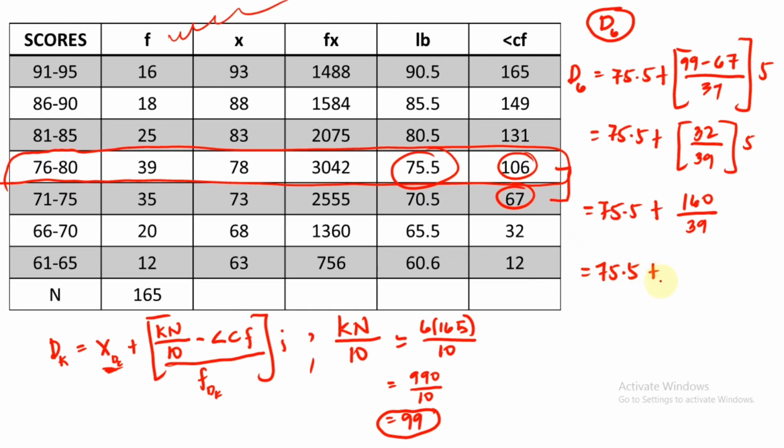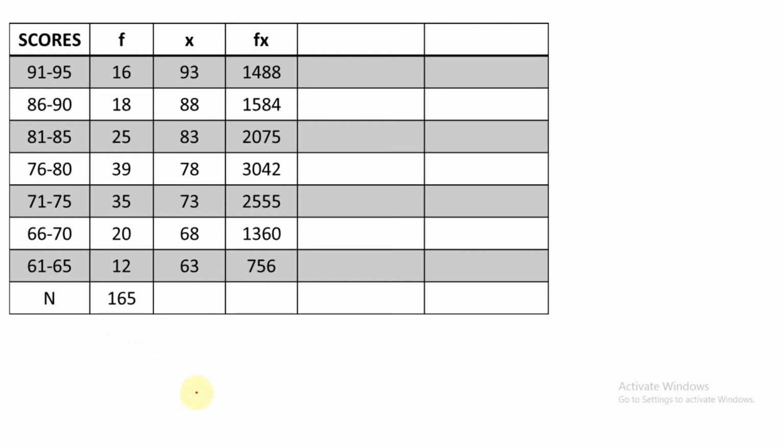75.5 plus 160, we divide that by 39. So the result is 4.10. Then we just add 75.5 plus 4.10, that is 79.60. So this is our decile 6, or D sub 6, 79.60. Then we can also find that in the decile class, 79.60.